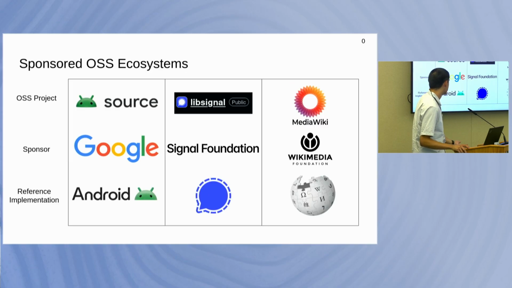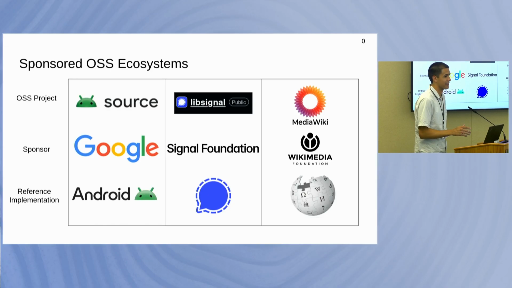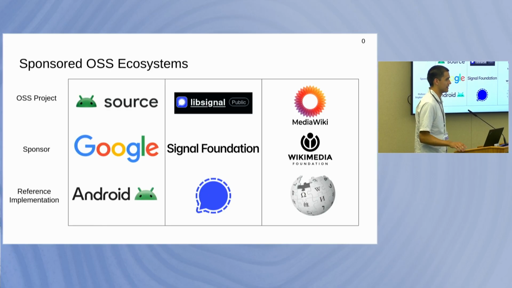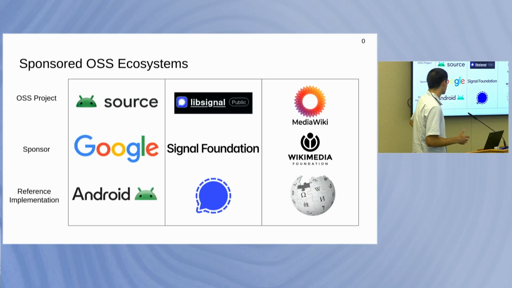Oftentimes, the sponsors are also responsible for the reference implementation of the different libraries, whether that's Google's Android or Signal or the Wikimedia platforms like Wikipedia. This means that the sponsor organization has two different responsibilities: one, to maintain the library, the other to produce the reference implementation. They're very similar responsibilities, but they are not the same. And when the sponsor is responsible for so much of the engineering, that makes it a little bit dicey sometimes.